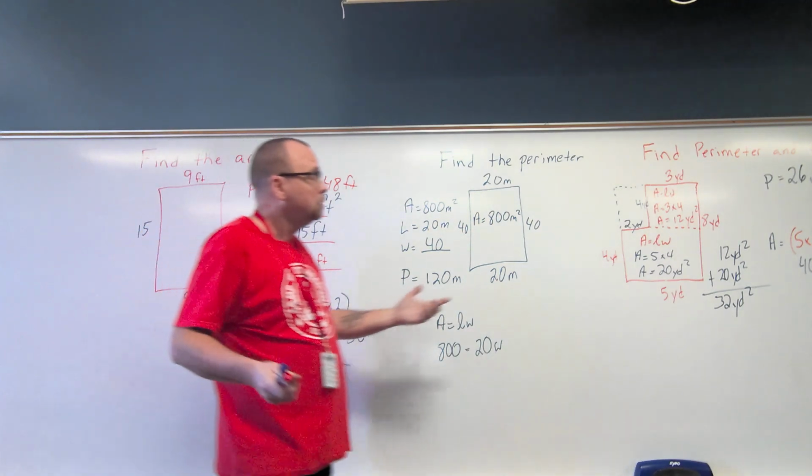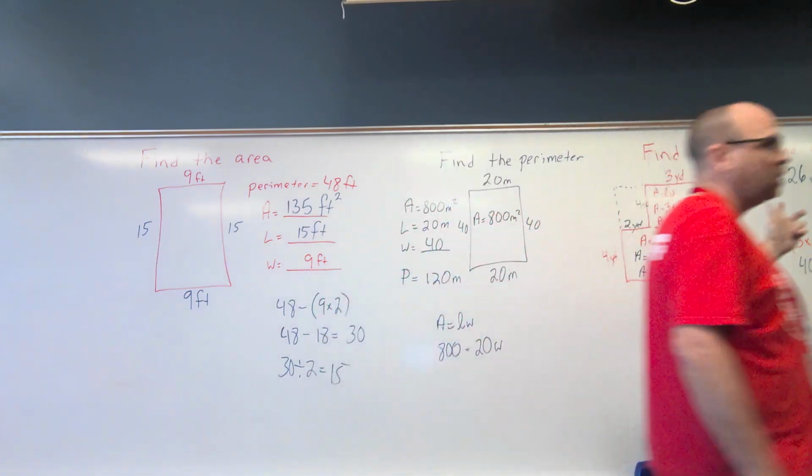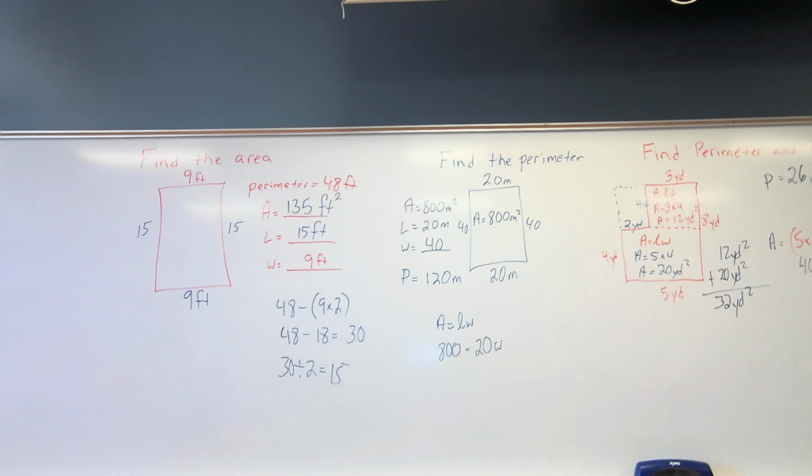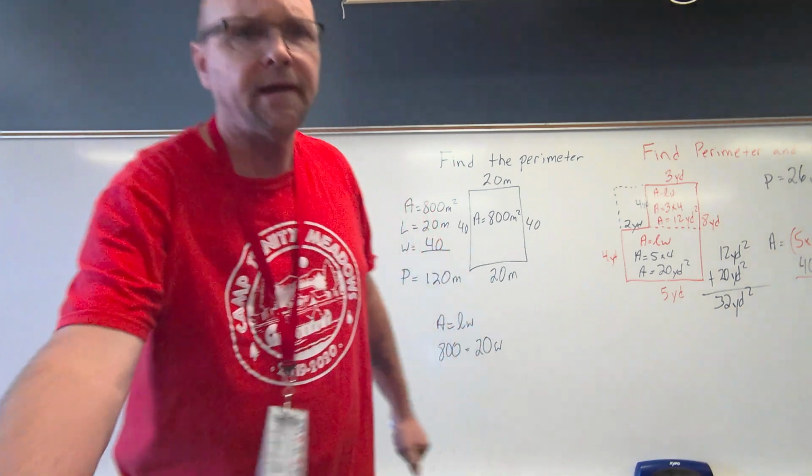Now, this part's not included. The 4 yards by 2 yards is not included. So that's 8 yards, which is what we had here. And 40 minus 8 is 32. So we have 32 yards squared. Doing it both ways, it works.